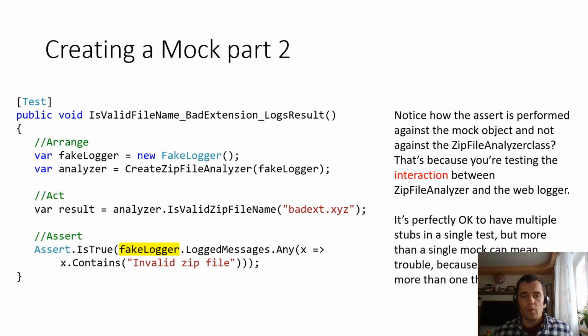So when will this fake become a mock? In this case, you see that the assert is performed against the fake logger here and not against the result. So in this case, the fake logger is a mock. If you had asserted against the result here, then the fake logger would have been a stub. That's the only difference. It's not science fiction.